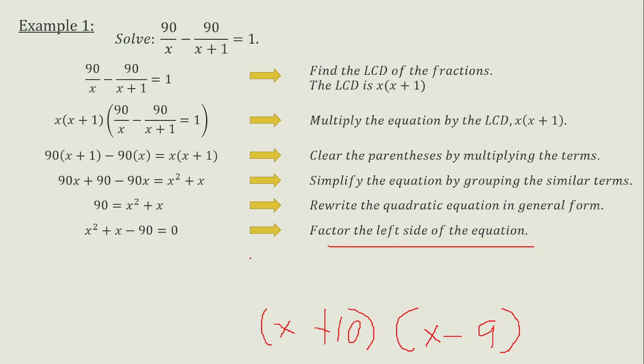So try natin yung FOIL. x times x, x squared. x times negative 9 is equals to negative 9x. Then 10 times x, the answer is plus 10x. Then 10 times negative 9, the answer is negative 90. The negative 9x plus 10x, the answer is plus x. That's why this is the factor of the left side of the given equation.